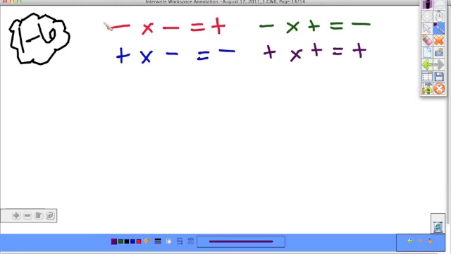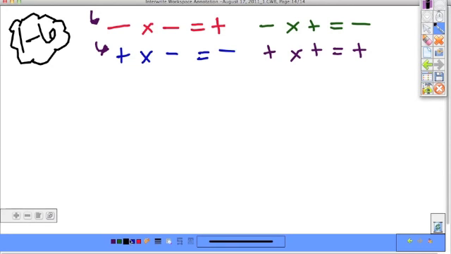Honestly, the only ones you need to know are this one and this one, because if you notice, these two are pretty much the same, just flipped. When you have one of each, it's always negative. When they're both negative, you get the positive. Both positive, obviously you get positive.